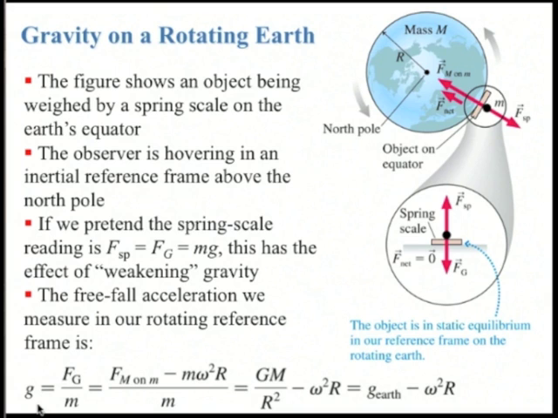So the free fall acceleration we would measure in our rotating reference frame is the force of gravity that we measure divided by m, which would be F, the actual force of gravity, minus m omega squared times r. Solving that out, we get the actual acceleration due to gravity minus omega squared times r, where r is the radius of the Earth.